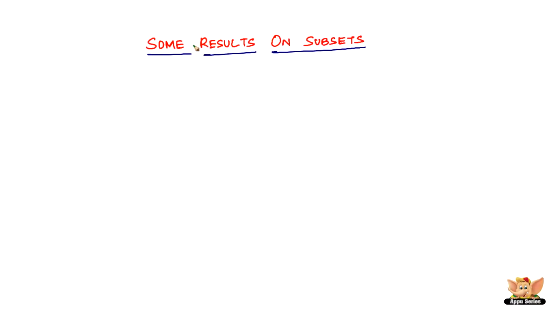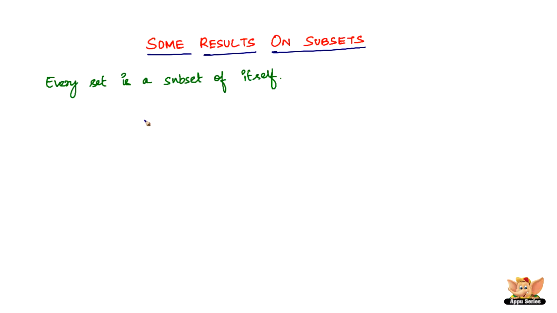In this video, let us look into some results on subsets. Alright, here we are with one of the results on subsets, which says every set is a subset of itself. So now how do you explain this? Let A be a set. Now clearly every element in A belongs to A. It is a subset of itself.